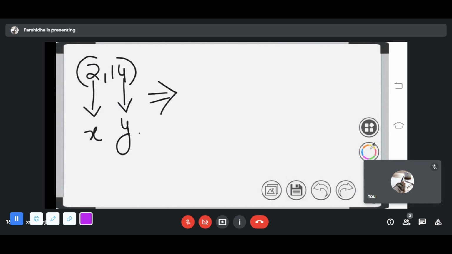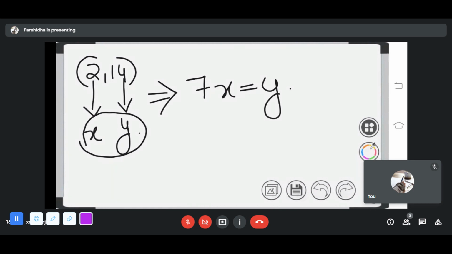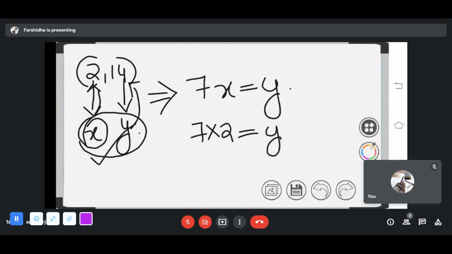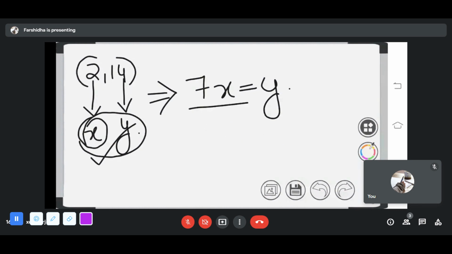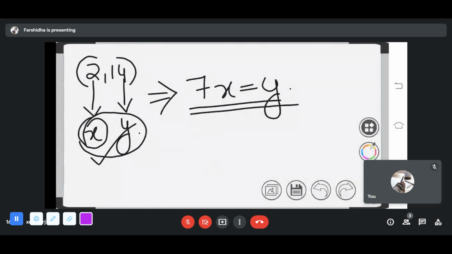You can form any equation, but it should satisfy this condition. See, if I take 7x is equal to y, we'll check whether this satisfies or not. What is the x value? 2. If I put x value 2, I should get y is equal to 14. Am I getting y is equal to 14? 7 twos are 14. Yes. So I can form an equation like this: 7x is equal to y, or in the proper way, I can take y this side. So 7x minus y equal to 0.